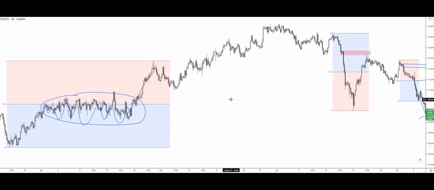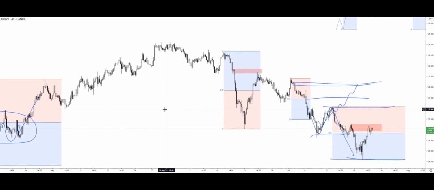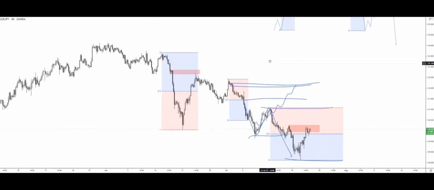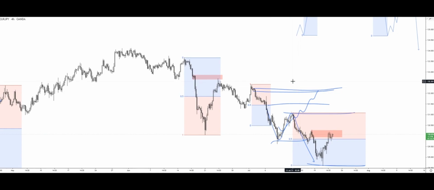But yeah, that's the Fibonacci tool, guys. So you're buying at a discount, selling at a premium. And yeah, any questions on it, obviously make sure you ask me. It's very simple. It just gives us the extra confidence to jump into a trade.